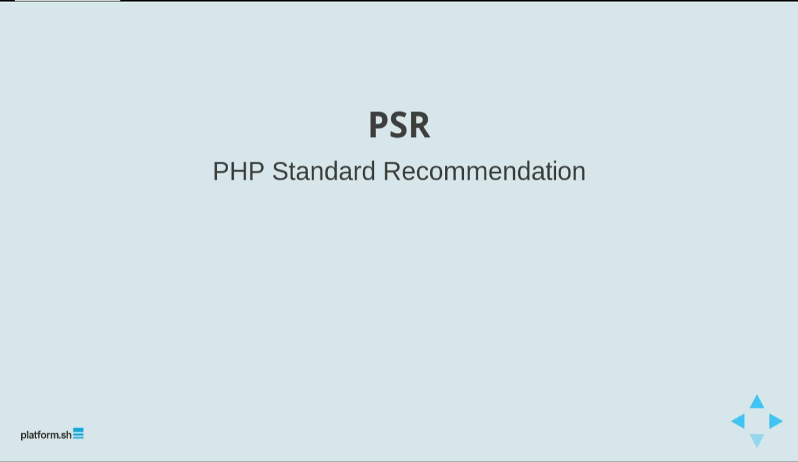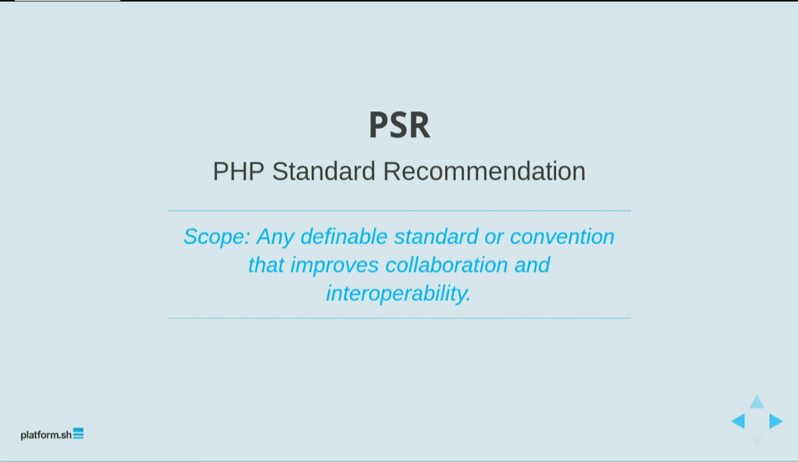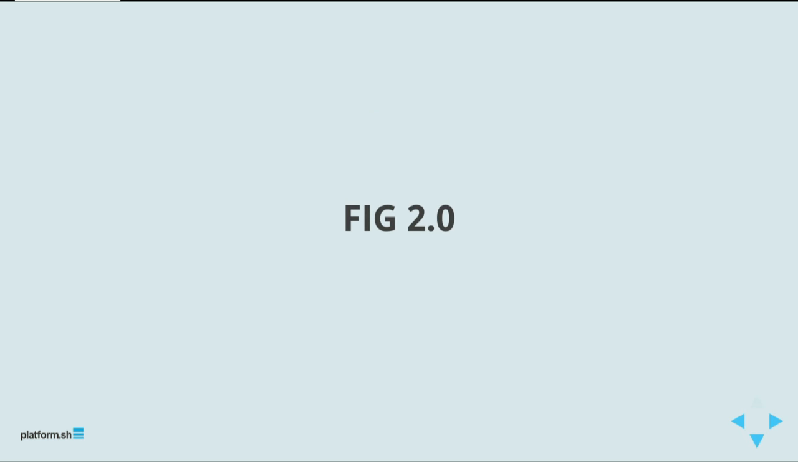What it does is debate and discuss and vote on PHP standard recommendations, which are basically like the RFCs you get from the Internet Engineering Task Force, but for PHP, or more like PIPs in Python or JSRs in Java. Same basic idea. And the scope was pretty much anything that could be standardized that improves collaboration and interoperability between member projects. Okay, that's fair. But there are a lot of problems with that.